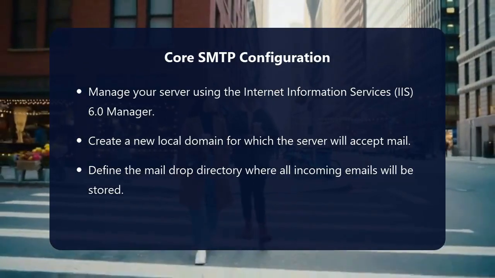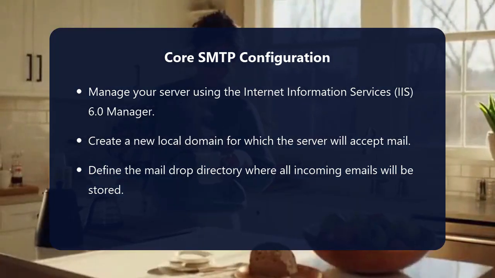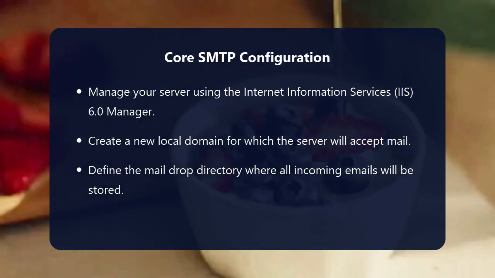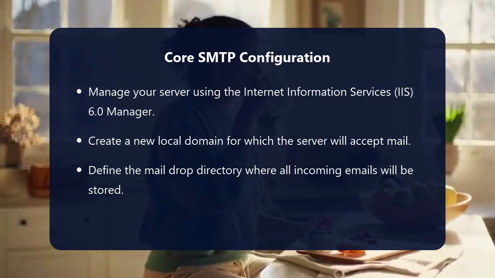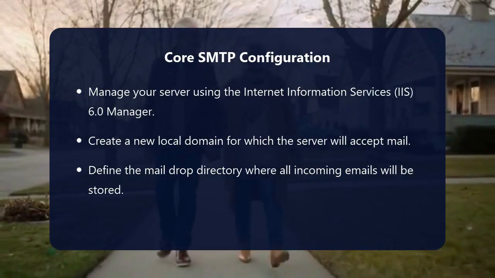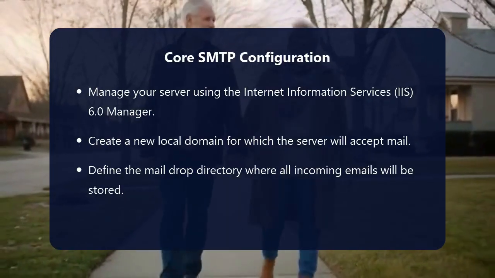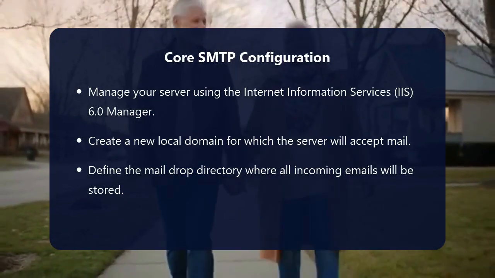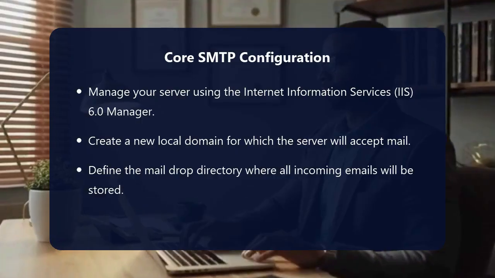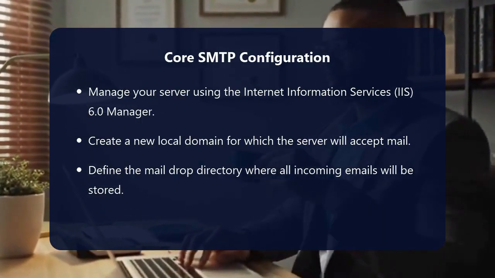Once DNS is sorted, you can begin the server-side setup by installing the SMTP server feature, which is not installed by default. You can add this through the Add Roles and Features wizard in Server Manager. It's found under Features. After installation, the management isn't done through the main Server Manager dashboard but through the older Internet Information Services (IIS) 6.0 Manager, which you can find in your administrative tools. Inside this manager, you'll see your SMTP virtual server. Right-click it and go to Properties to start configuration.